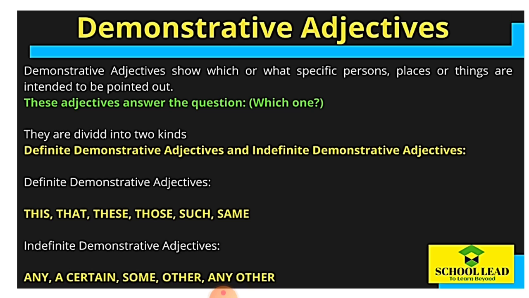Definite means this, that, these. When you use them in the singular number, you will make use of this and that. In plural numbers, these and those, such, same. For example, this chair, that chair, these chairs, those chairs. And they can also be indefinite: any person, a certain money, some sugar, other day, any other day. So when they are not of any definite or certain kind, then they are the indefinite demonstrative adjectives.